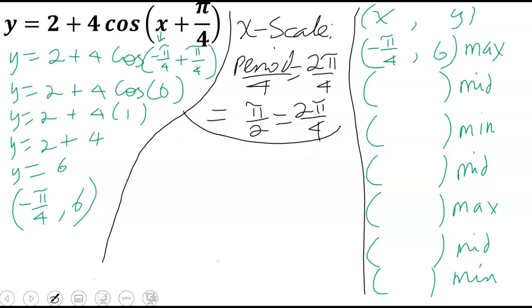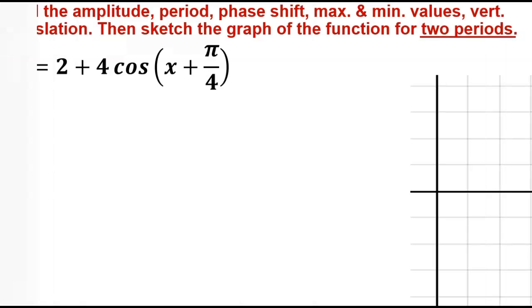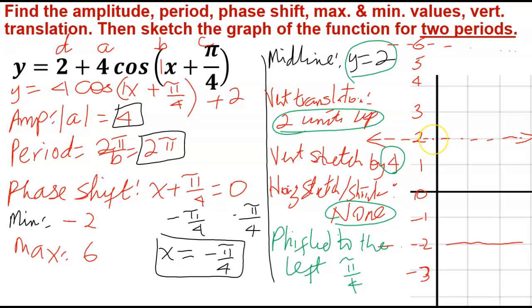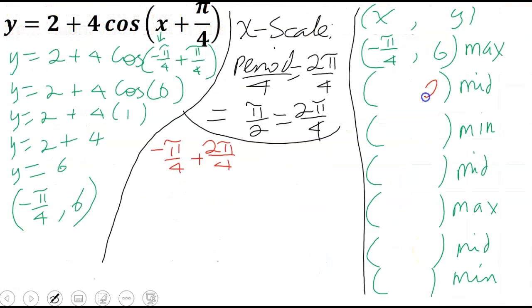All right, so now we're going to be adding this x scale to negative pi over 4 plus the x scale, which is 2 pi over 4. And by the way, we can go ahead and fill in the midline. We already know the midline is 2 and the minimum is negative 2. So we can fill those in. Midline is 2, minimum is negative 2, midline is 2, maximum is 6, midline is 2, minimum is negative 2, and so forth. We just find the data by adding the x scale.